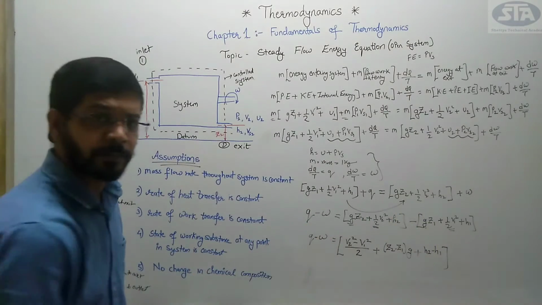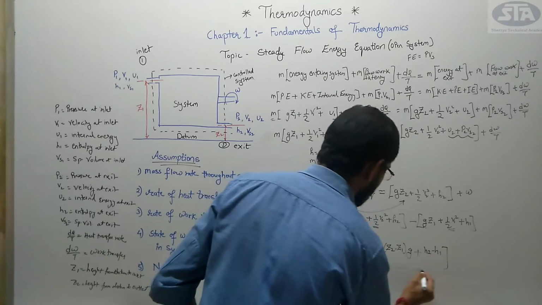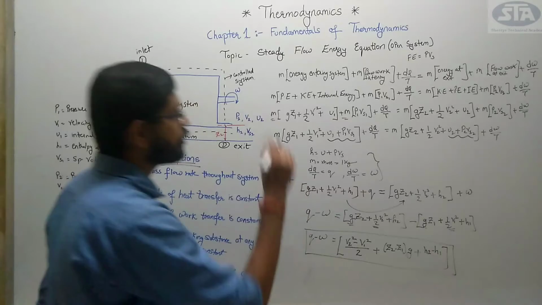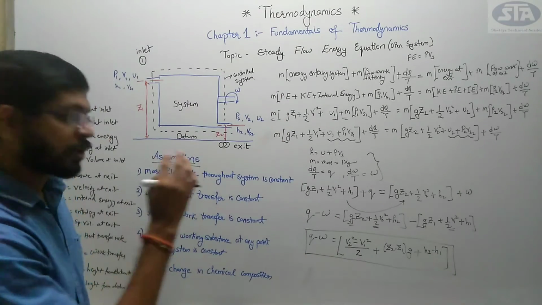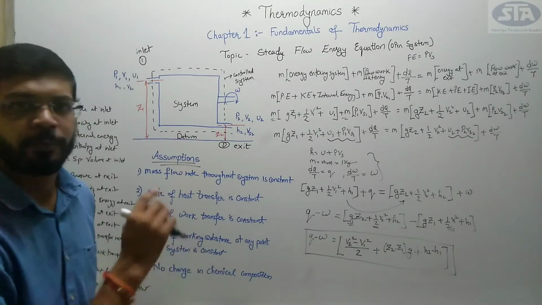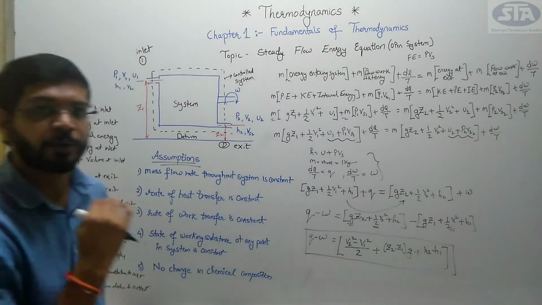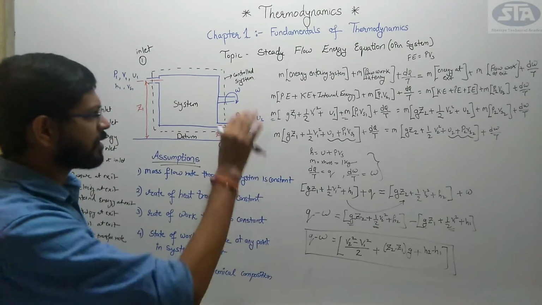Clear with this? How I got the simplified form? This is nothing but my steady flow energy equation for an open system. You need to derive this, and you need to remember this formula, that is Q minus W equals V2 square minus V1 square upon 2 plus Z2 minus Z1 into G plus H2 minus H1. Clear? It is very simple to solve.